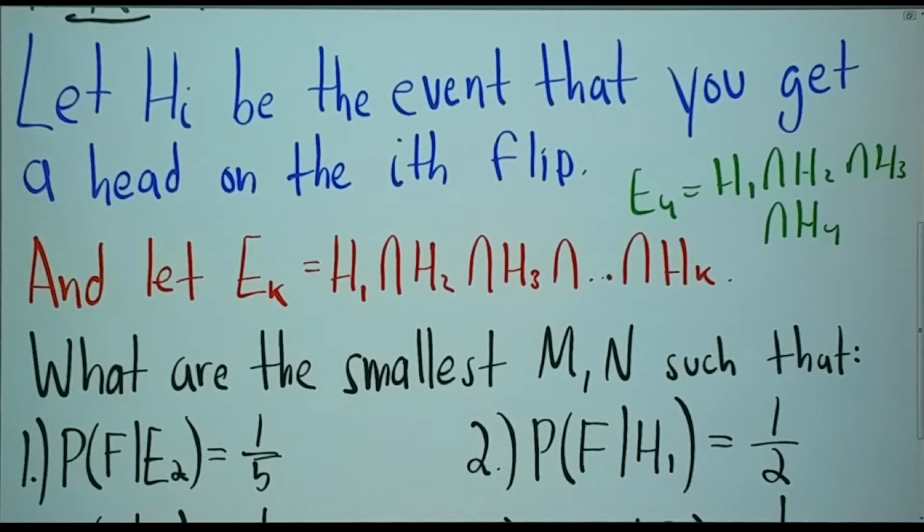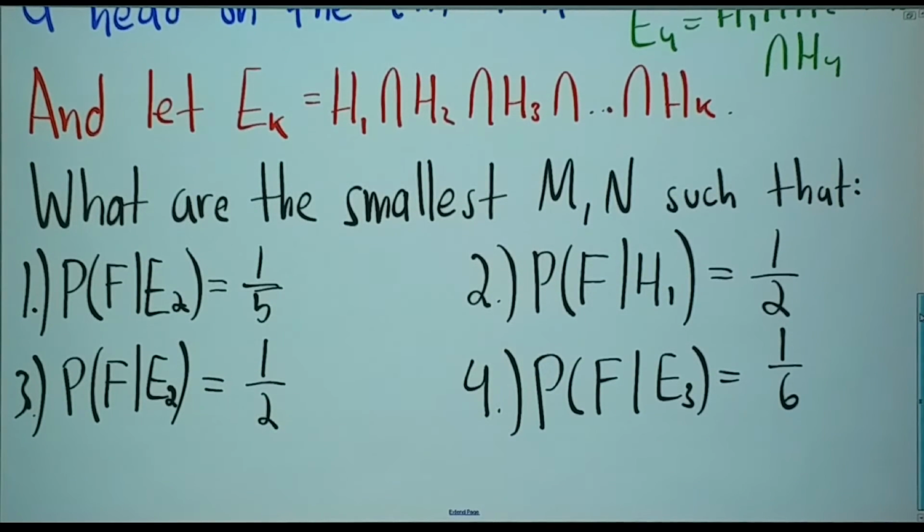So the problem that we have to answer is, what are the smallest M and N such that, number one, the probability that you have a fair coin, given that you see two heads in a row, is equal to 1/5. Number two, the probability that you have a fair coin, given that you see a heads on the first try, is equal to 1/2. Number three, that the probability of having a fair coin, given that you see two straight heads, is 1/2. And number four, that the probability of having a fair coin, given that you see three straight heads, is 1/6.